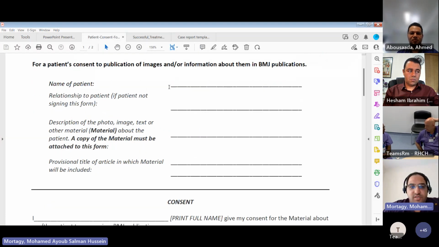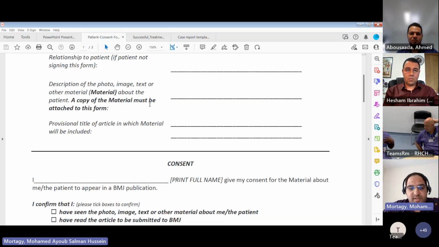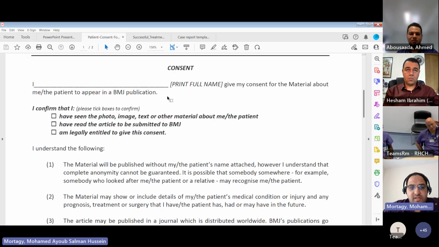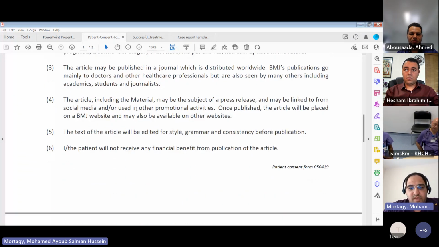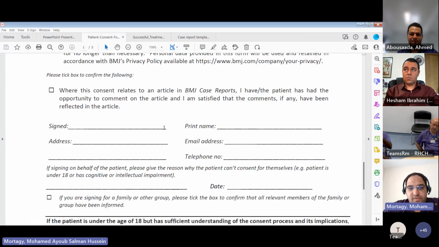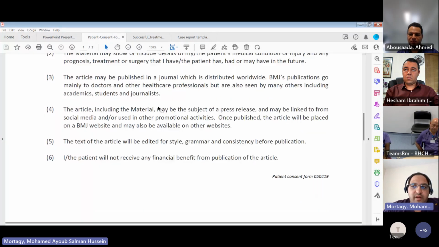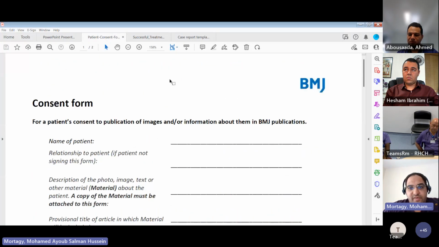It has the name of the patient, a quick description of the case report, and just a title. Then the patient reads this information, you explain it to him or her, and then they sign it with the contact details. Not all journals require the actual consent form to be filled, but they will ask you, did you take patient consent, yes or no? And you can say yes if you did. If no, it will not be published, of course.